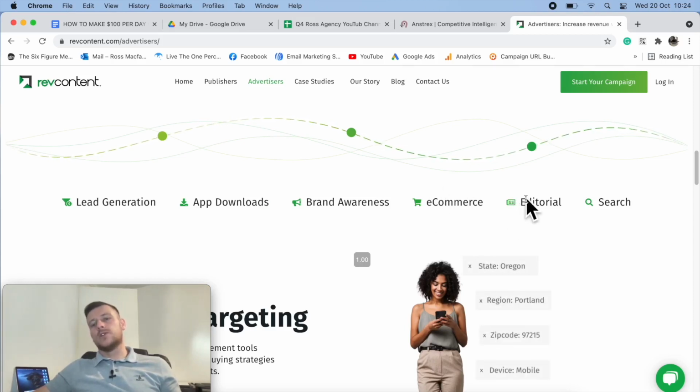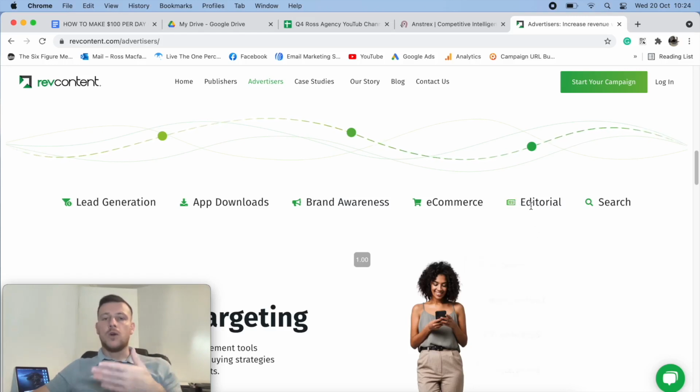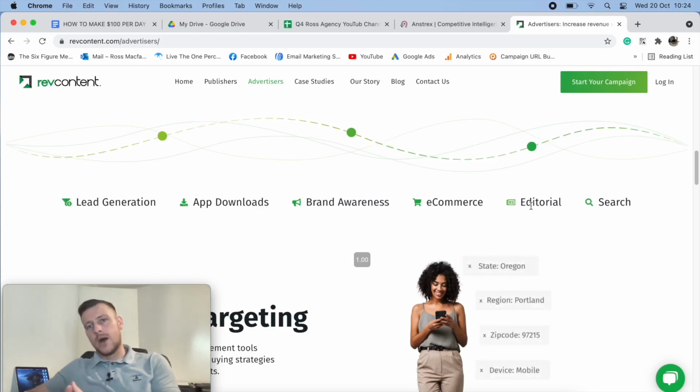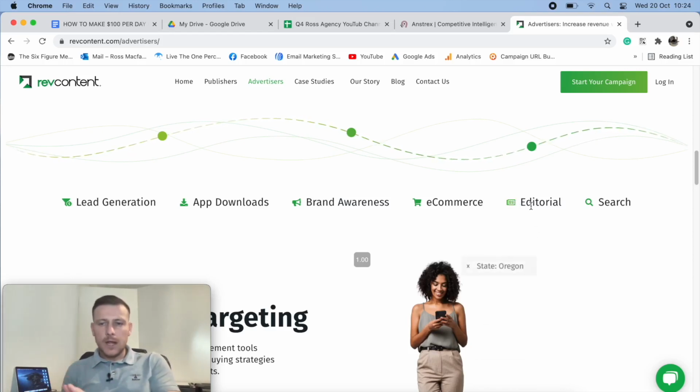Editorial, no, this is more for us. Editorial is going to be like advertorial for Nutra, okay? So that's going to be our type of stuff. We're going to be running stuff like VSLs, advertorial type landing pages and stuff like that, okay? So that's how you go ahead and find your right traffic source.